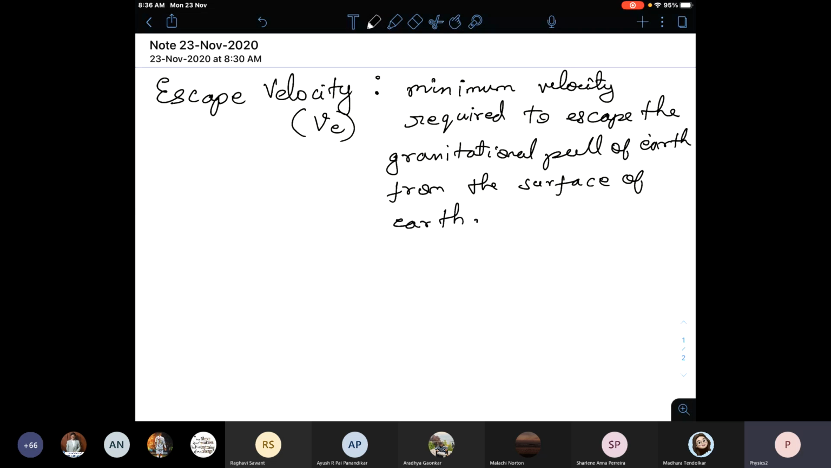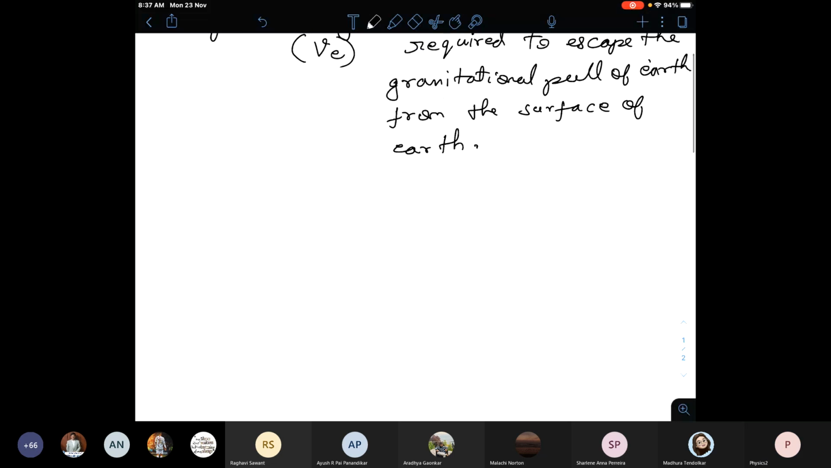Very simple thing and a very basic concept, that if you throw something with such a high speed from the surface of the Earth, it is possible that it can escape the gravitational pull, or the gravitational effect of Earth. What is that minimum velocity? We need to calculate it. So how to calculate it? Very easy. You have understood gravitational potential, conservation of energy and all, so that becomes easy.